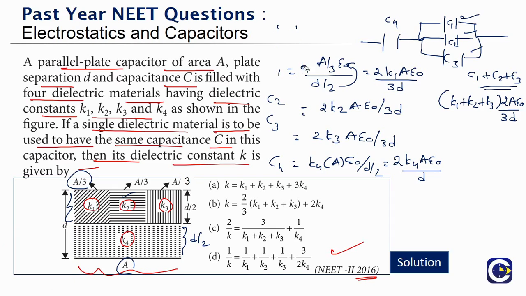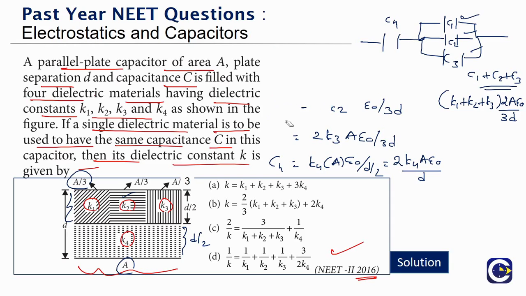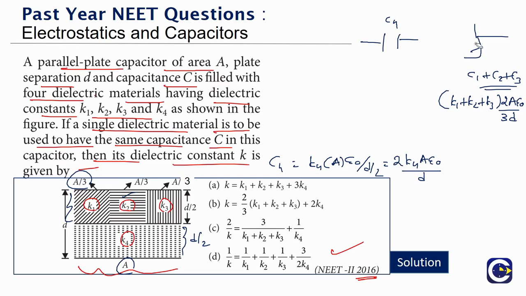Now I'll erase this entire thing because we are done with simplifying of the C1, C2, C3 arrangement. So the equivalent of that is what? Now the C1, C2, C3, they are totally represented by just one capacitor. What is that value? K1 plus K2 plus K3 into 2 times A epsilon naught by 3D. So this is the equivalent value. Let us call it as what? C dash. C dash is what? K1 plus K2 plus K3 into 2 times A epsilon naught by 3D.